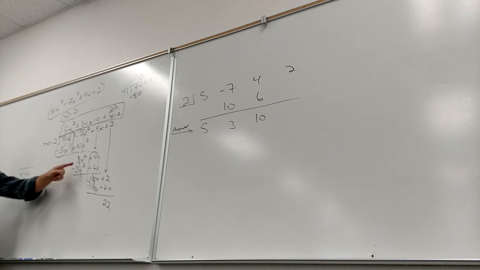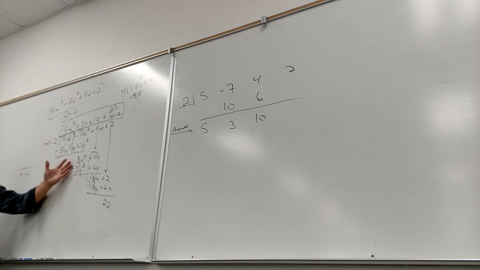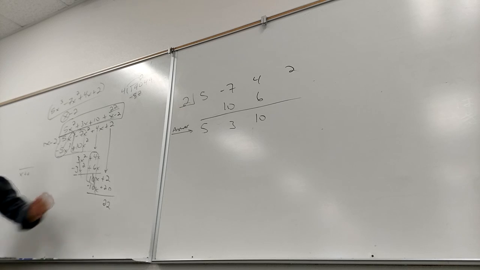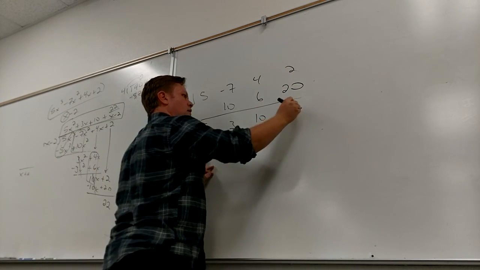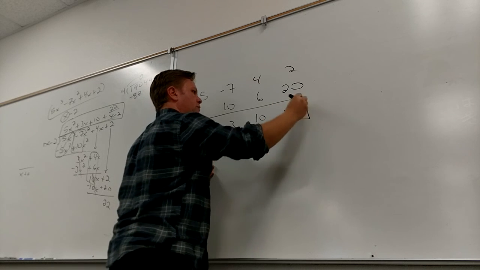So I'm eliminating. See, am I even writing anything about this? Of course I'm not, because it's going to die. So why keep it there? Right? And then 2 times 10 is 20. Add. Whatever's at the end is always the remainder.